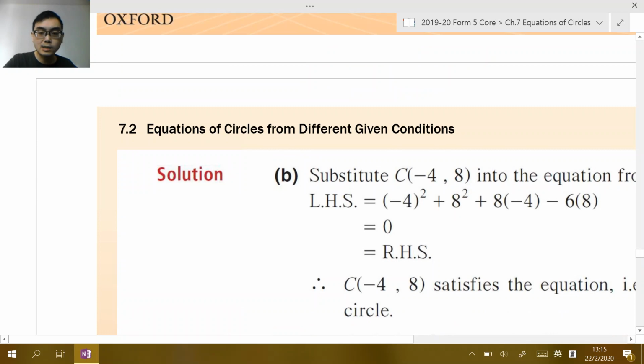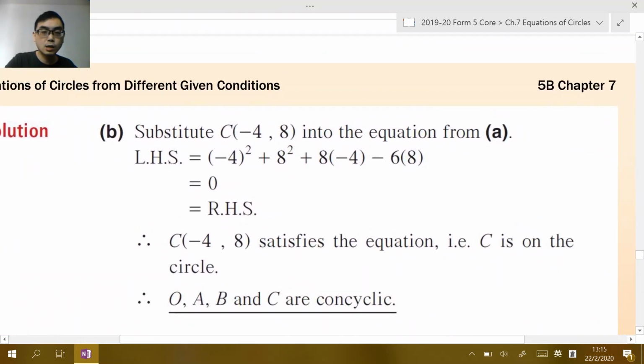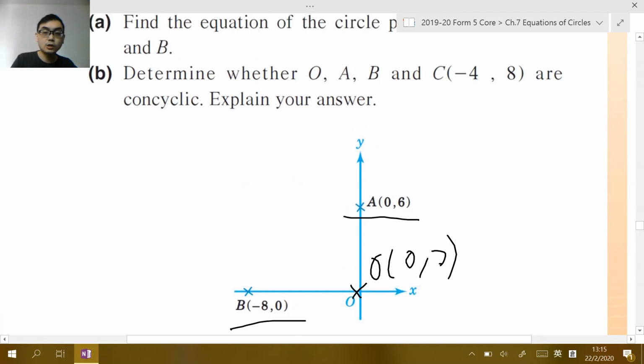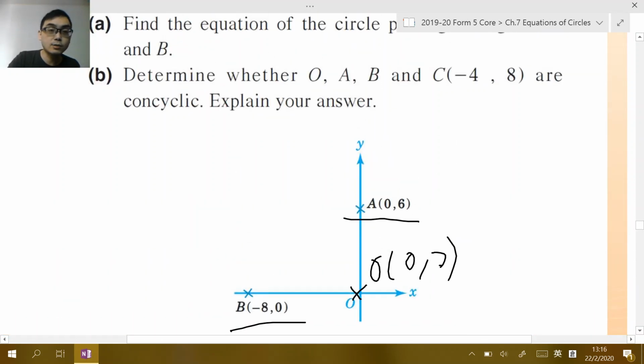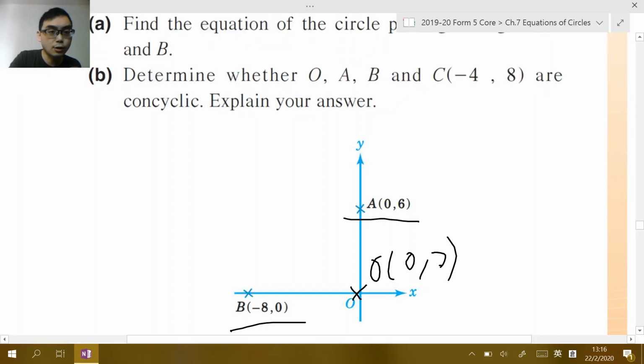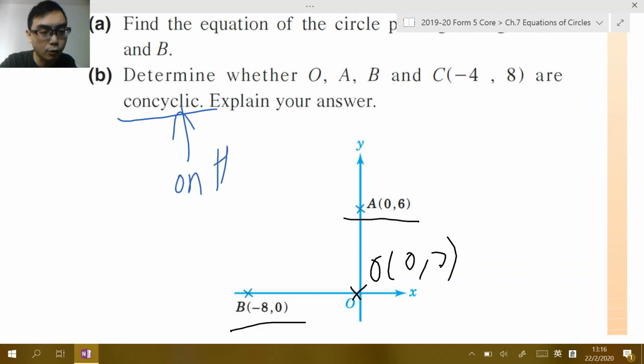And then for part B, now you have to see concyclic, because part B says you have to determine whether O, A, B and C, a given point here, are concyclic. So in order to say concyclic actually means that the points lie on the same circle. So this time you don't need to use some property you learned in Form 4, like opposite angles supplementary or something like that. No, because actually concyclic, the original meaning is just on the circle.